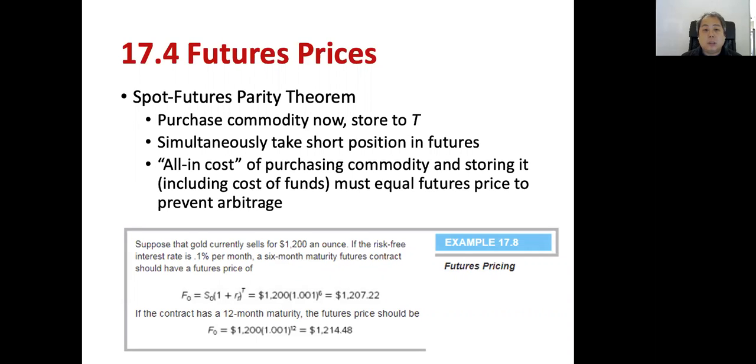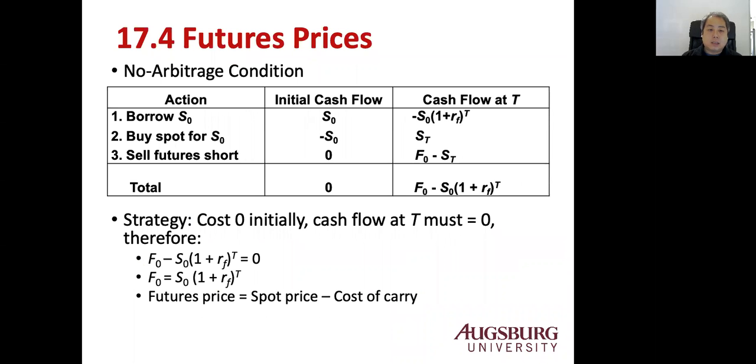Now suppose you purchase the commodity now and store it to T, the maturity date. Simultaneously, take a short position in futures and see what happens. On the next slide, we basically borrow the spot price and buy spot. So the initial cash flow: you borrow S and buy spot, right? And you sell futures, so you don't make any payment right now.